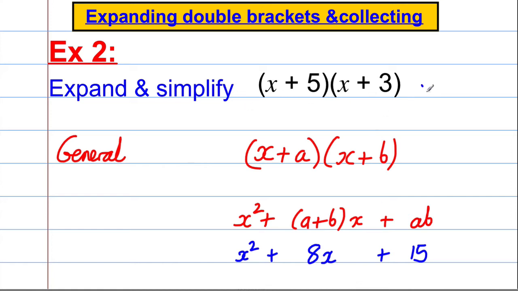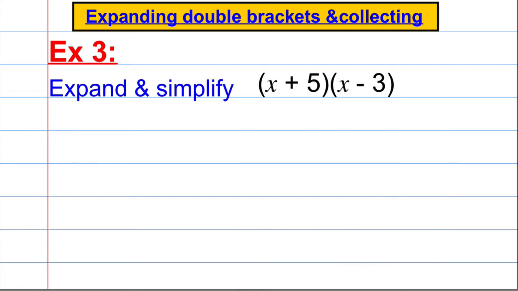So I would like you to try in this video, if you can, just as an experiment, can we get from here to here using a fluent method in our head? Let's have a go at another one. X add 5 multiplied by x subtract 3. I'm going to tell you the answer is x squared add 2x subtract 15. And I want you to think how I got there.